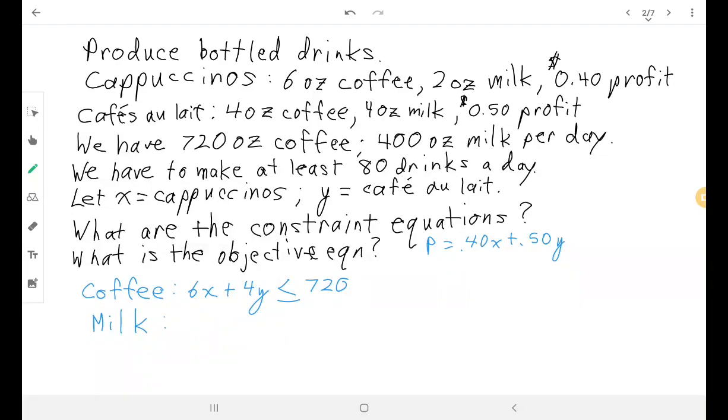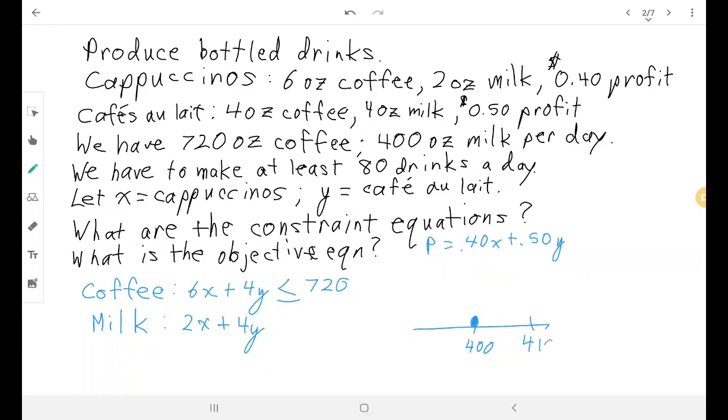We need 2 ounces of milk for every cappuccino, so 2 ounces of milk times every cappuccino, plus 4 ounces of milk for every café au lait, so 4 times every café au lait. And we've got 400 ounces of milk, so if you think about that, I'll draw the number line again. 400 is our target. We could definitely use 400.